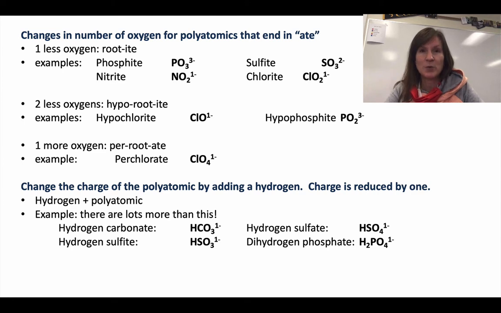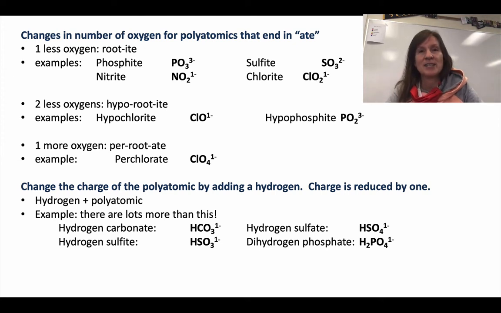Now, other than just the ones at the back of your periodic table, there is kind of an expanded list of polyatomic ions, because depending on the ending, we can slightly change the polyatomic ion to be something else. So if you take the ones at the back of the periodic table and you change their numbers of oxygens, that changes the name. Okay, so for example, phosphate on the back of your periodic table is PO4.